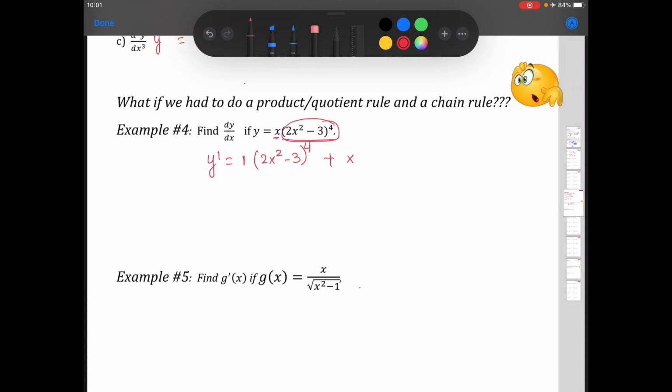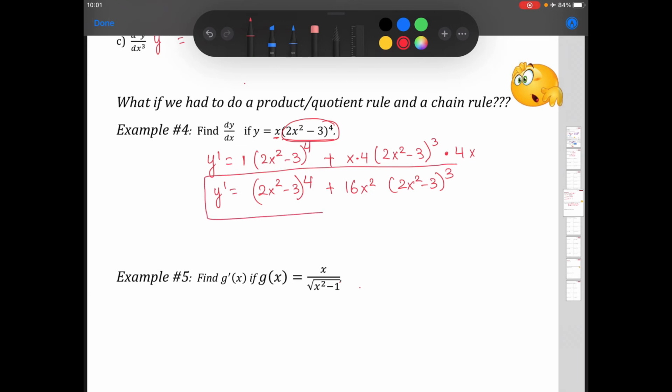So for the second one here, first you're going to do the outside. That's where you're going to apply the chain rule. So my 4 will come in front. I'm going to write 4 (2x squared minus 3) to the power of 1 less, which would be 3, times the derivative of the inside, which would be 4x minus, and the derivative of the constant is zero, so times 4x. So now all you have to do is simplify it. So y prime is equal to (2x squared minus 3) to the fourth plus 16x squared (2x squared minus 3) cubed.